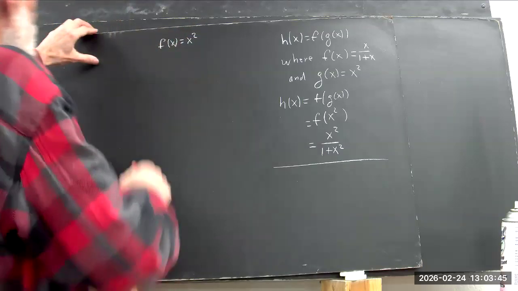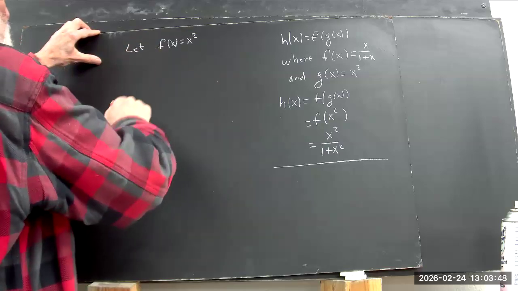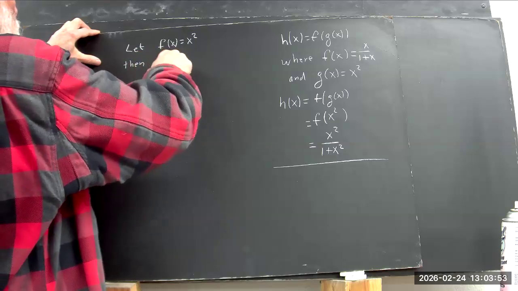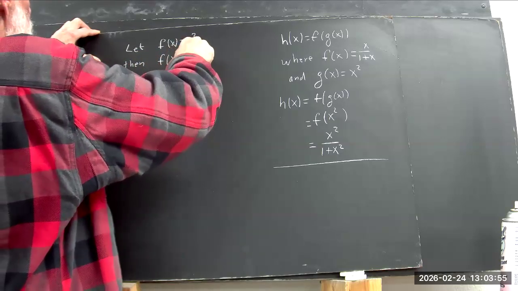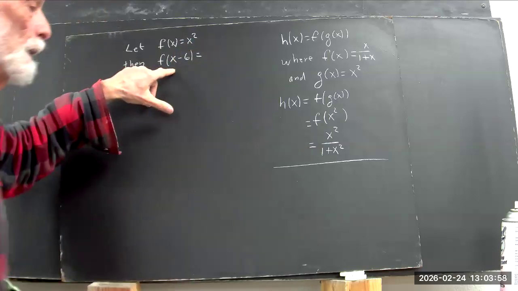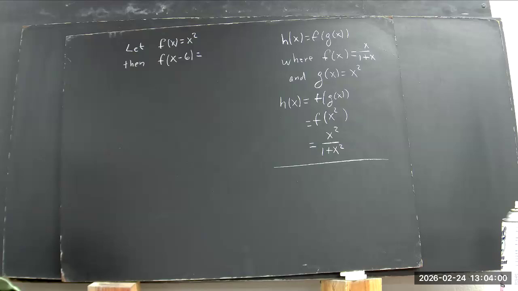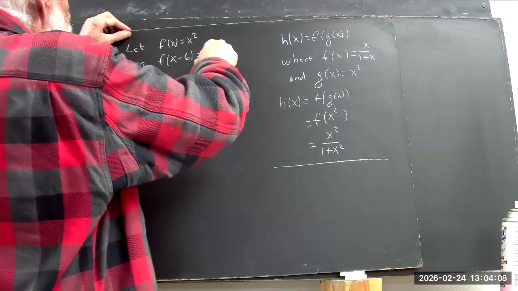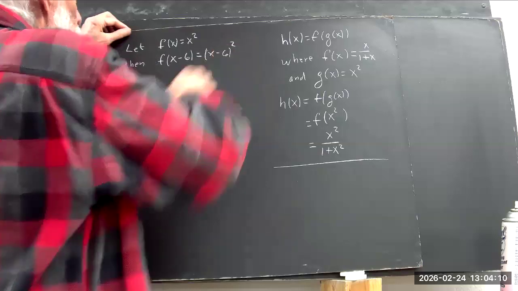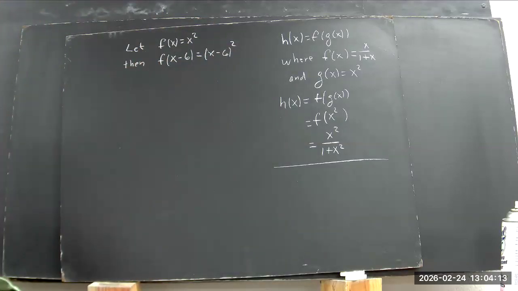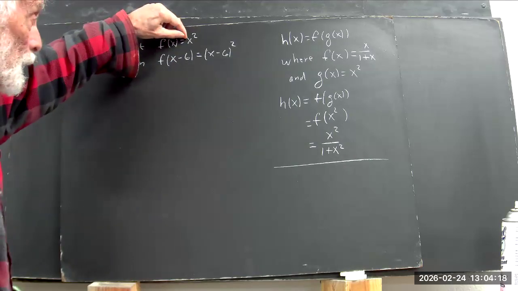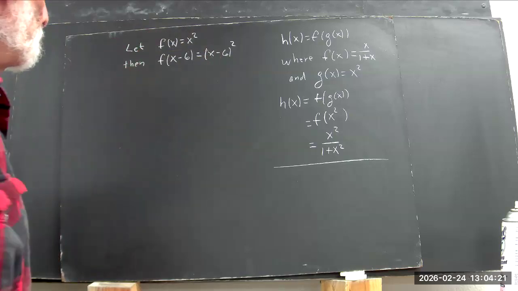Let f of x equal x squared. And what's f of x minus 6? You're going to get it. I'm going to write it down for you. Why don't you think about it for a second? It's x minus 6 squared, right? Whatever goes in here replaces x, and this x has to be replaced by the same thing.